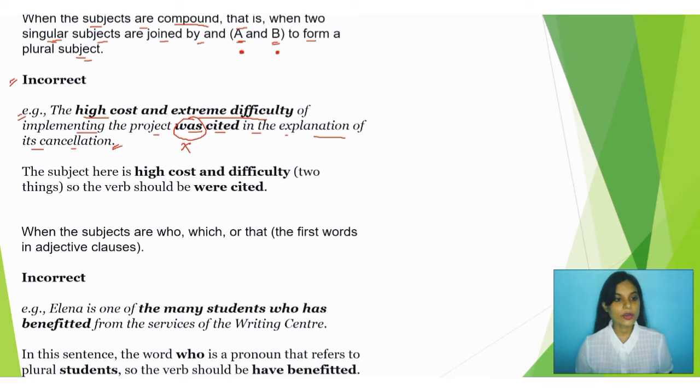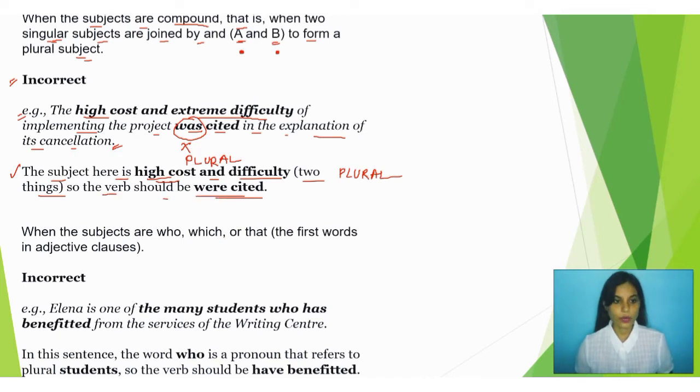Okay, let's see the correct one. The subject here is high cost and difficulty. So both are plural because we have and in between. So two things are there. So two things means it's plural. Very common thing. Two things means plural. So the verb should be were cited.